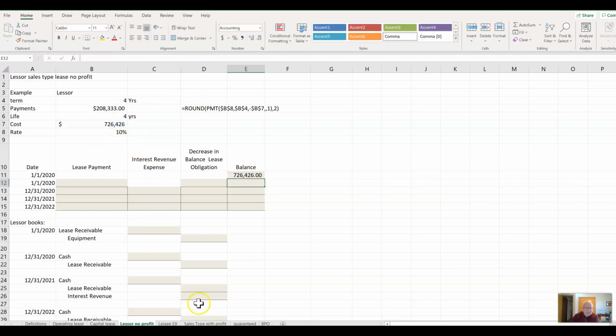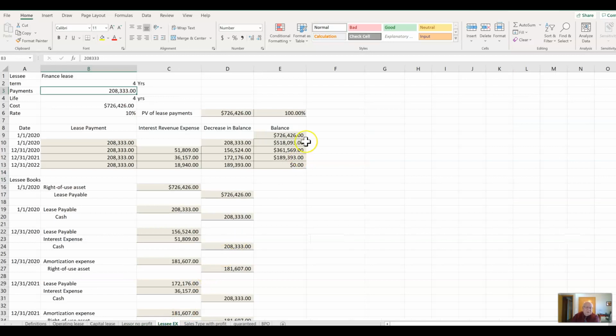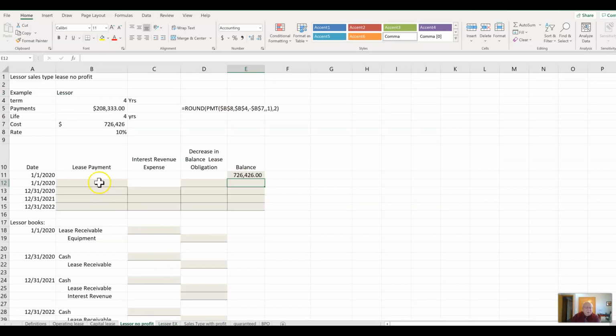Yeah, because it should. We could actually use this same chart we did here. 726,426. It's going to be the same. This is the lessor's though, with no profit. So we have the payments, which are this amount here, and it's the same all the way through. So that's not going to change.